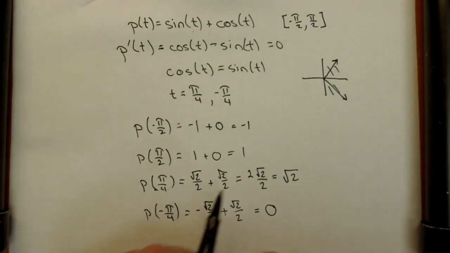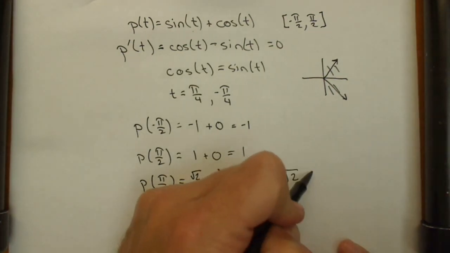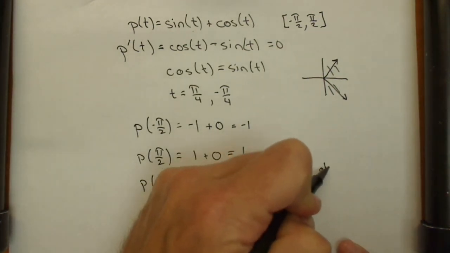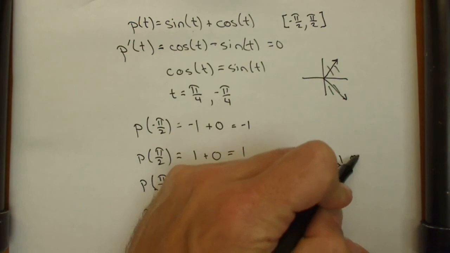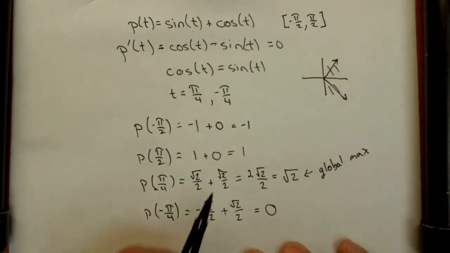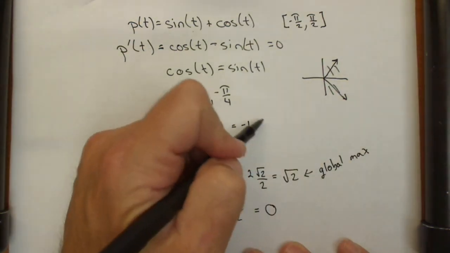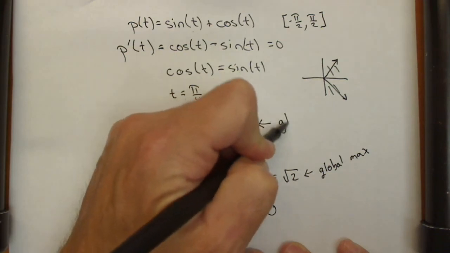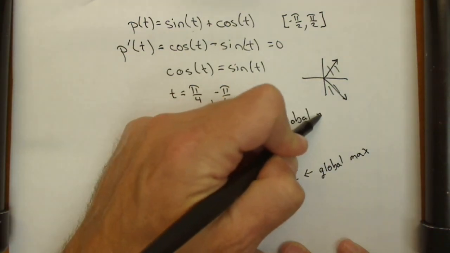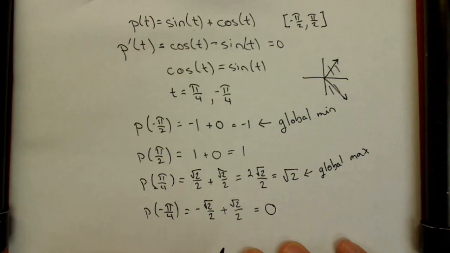So our biggest value here is rad 2, it's about 1.4, so that's going to be our absolute or our global max. Our smallest value here is at negative 1, so that's going to be our absolute or our global min by the extreme value theorem.